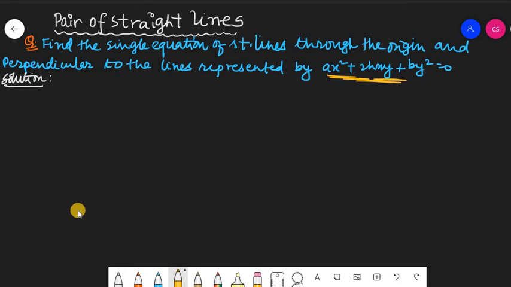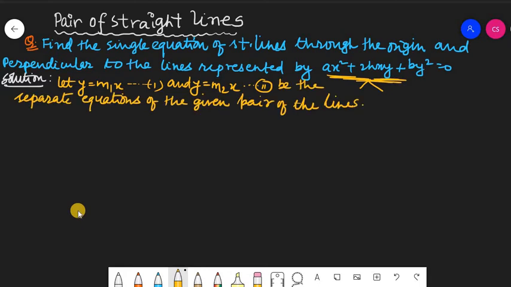As you know, this is the single equation of pair of lines of second degree passing through the origin. So if you separate these two lines from this single equation, then the two equations will be y = m1x and y = m2x. Since these lines pass through the origin, the constant term c is not present. So these are the separate equations of the given pair of straight lines.